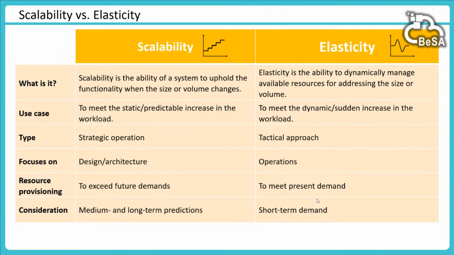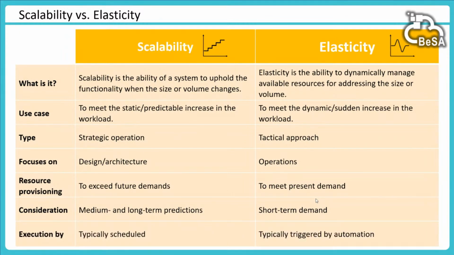Elasticity is short term demand handling. And then execution, scalability will be typically scheduled. AWS announced on this date or in this next year we would have more regions coming up, whereas elasticity is typically triggered by automation. So hopefully this has given you an idea that what is scalability and elasticity, right? So I hope this thing is clear.